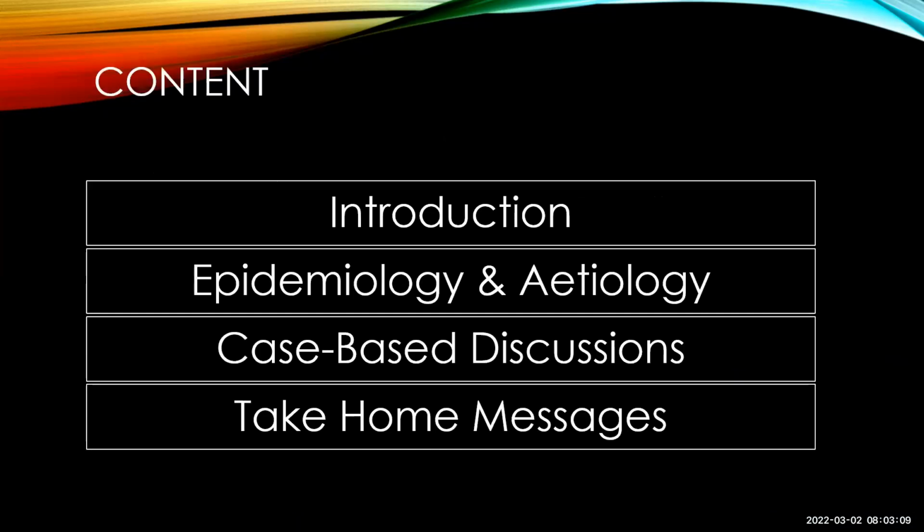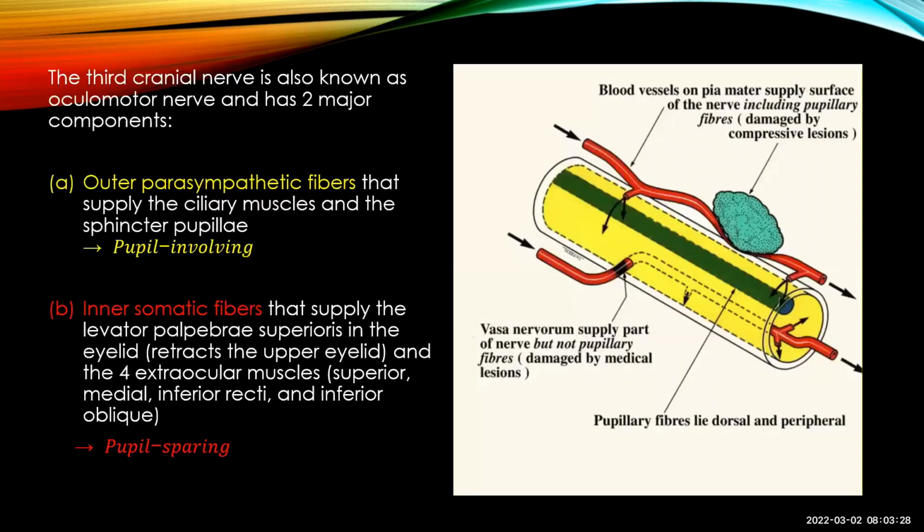So for this upcoming 20 to 30-minute session, I'll walk you through some basic concept and anatomy of the third nerve itself, followed by a little on epidemiology and etiology causing third nerve palsy before we move on to interesting case-based discussions. Well, let us start off with this basic anatomy of the third nerve. The third cranial nerve has 2 major components, as I highlighted here.